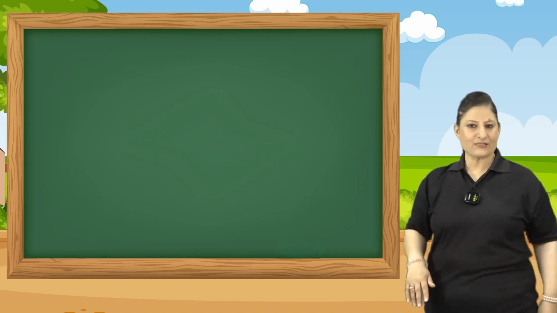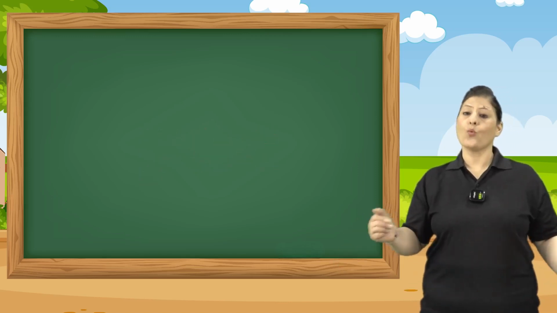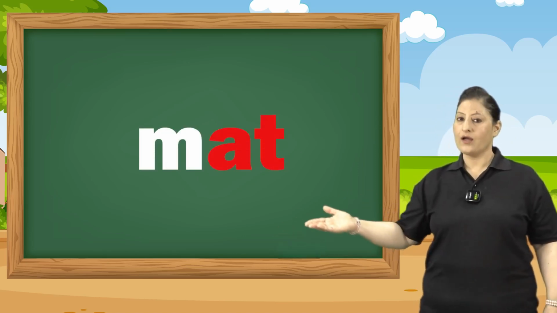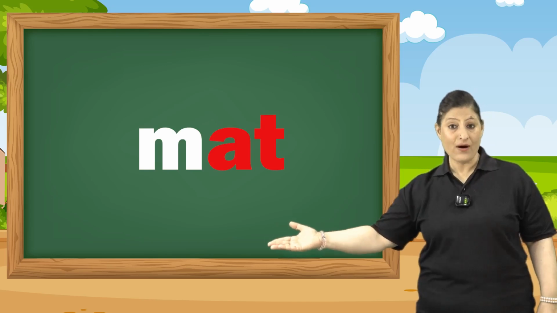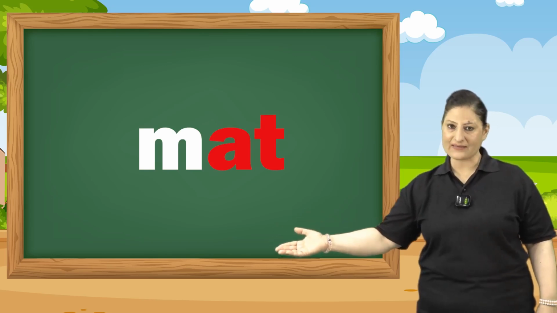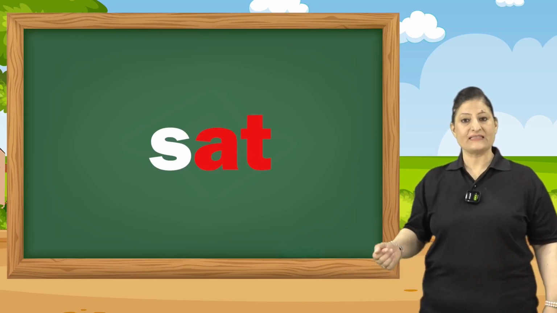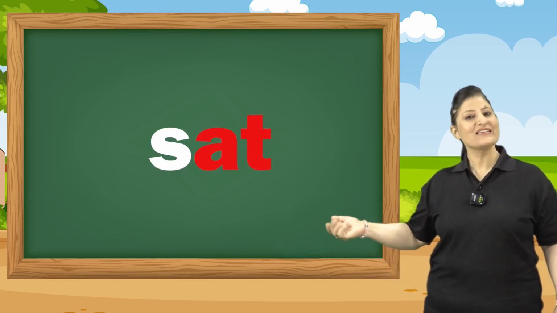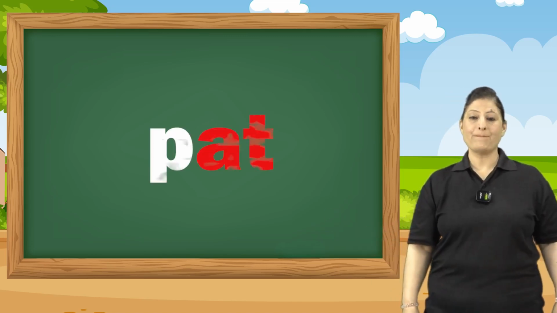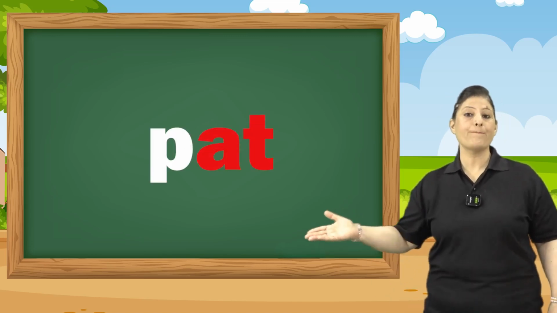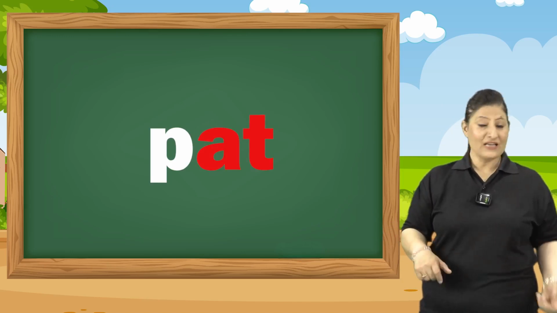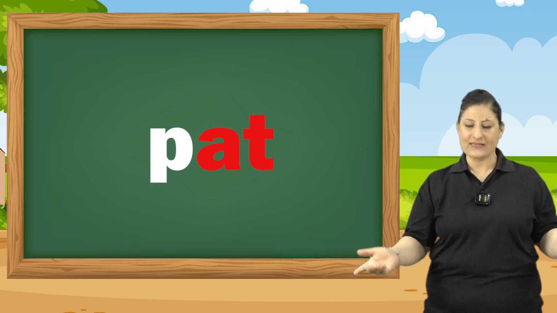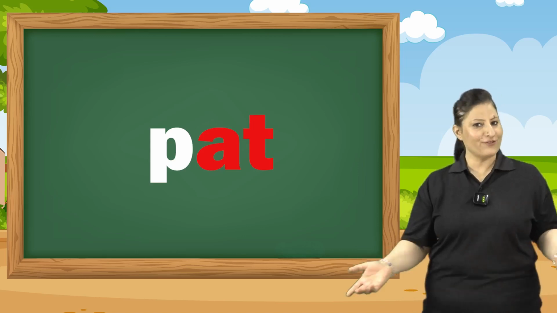Yes. Let's make some more words with at. M-A-T. Let's see their sound. M, at, mat. S-A-T. S, at, sat. P-A-T. P, at, pat. See children, it is so easy to make different words. Let us all read further.